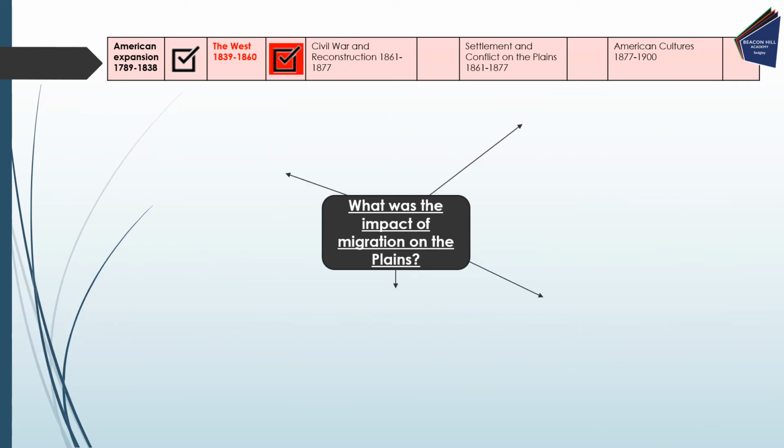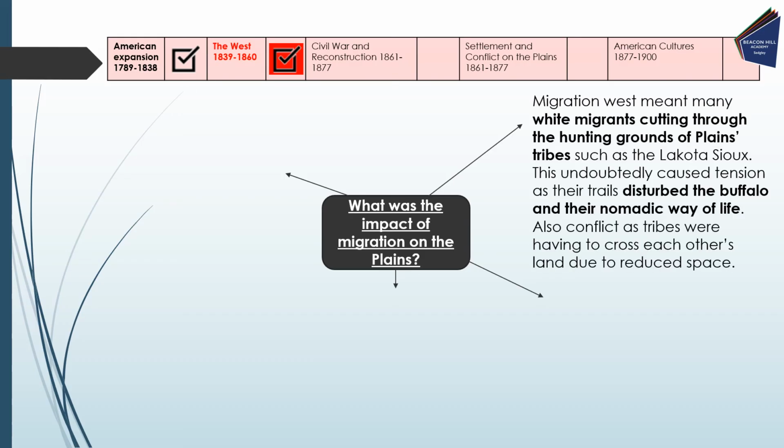Okay, so what was the impact of migration on the plains? So first of all, unsurprisingly, we have the effect that it has on the Plains Indians. So migration meant many white migrants cutting through the hunting grounds of the plains tribes, such as the Lakota Sioux. This caused tension as their trails disturbed the buffalo and their nomadic way of life, which remember means that they are following the buffalo. There was also lots of conflict as tribes were having to cross one another's land due to the reduced space as a result of the amount of white migrants that had appeared.